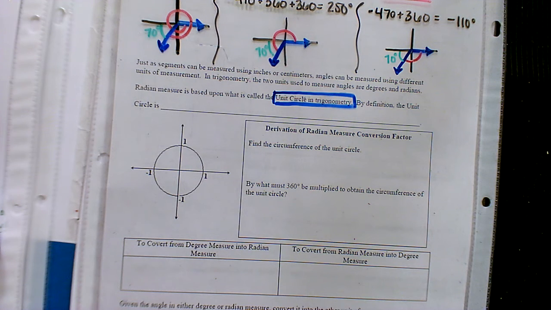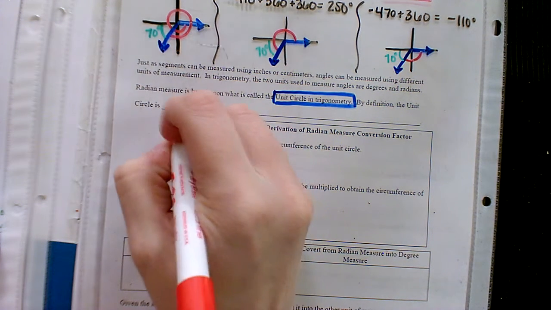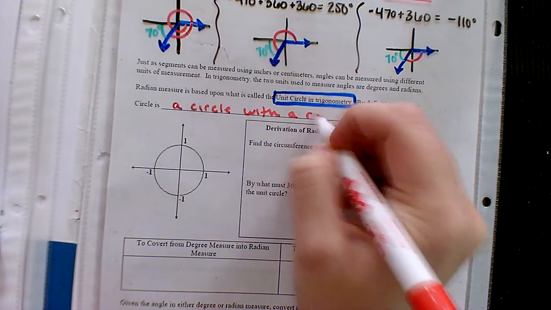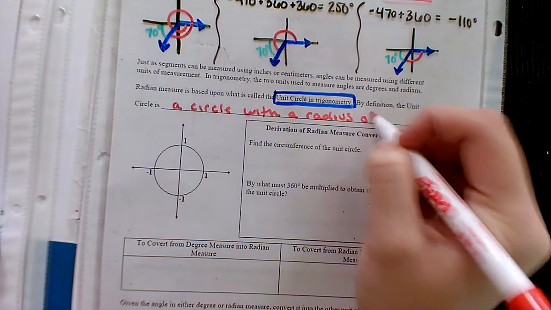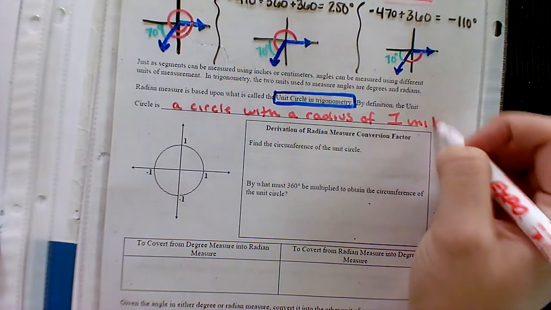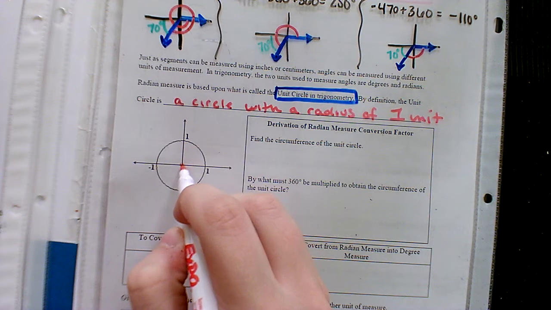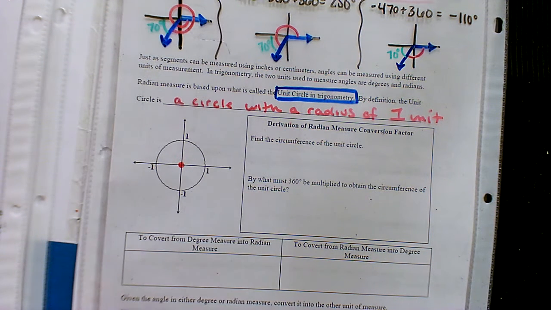By definition, the unit circle is a circle with a radius of 1 unit. That's why it's called the unit circle, just 1 unit long. And it's centered at the origin. So I gave you a picture kind of in the middle there, where the center of the unit circle is the origin, and notice how if you go 1 unit in any direction, that would be your radius.